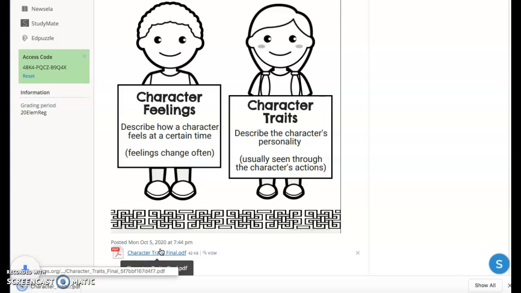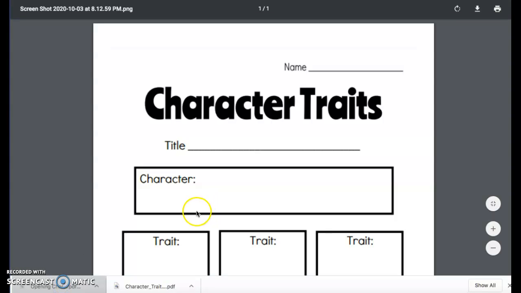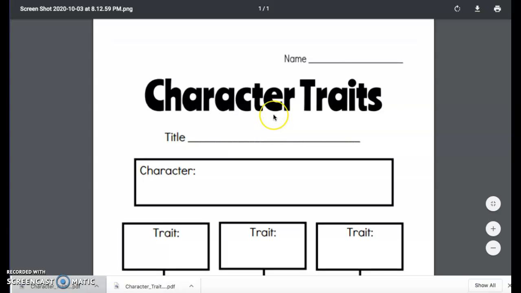In this one, we're going to be looking at character traits. And remember, character traits are not only the character's feelings, they are how the character is feeling, how the character is acting, and what they are saying and thinking. And so the character trait graphic organizer that you're going to do looks like the following.